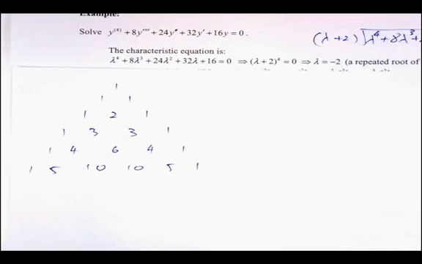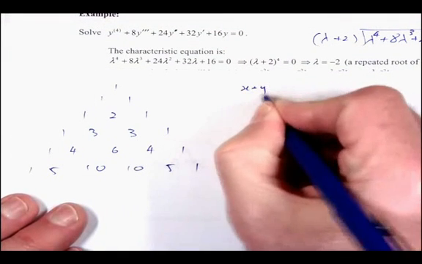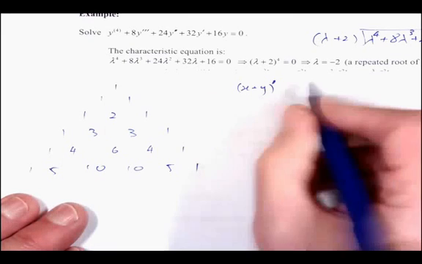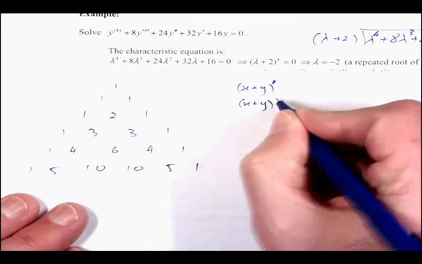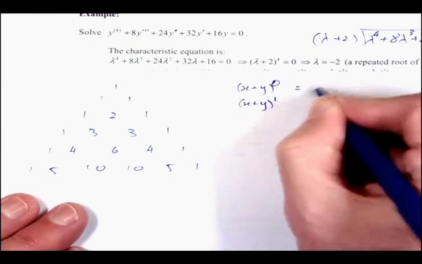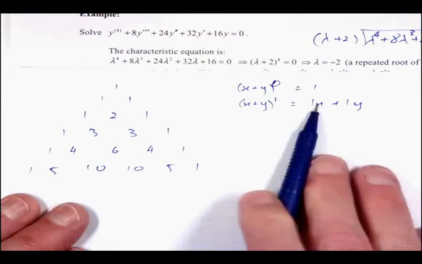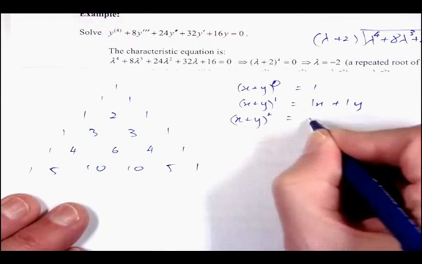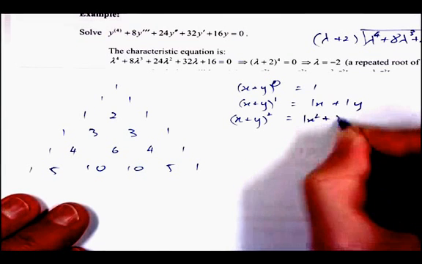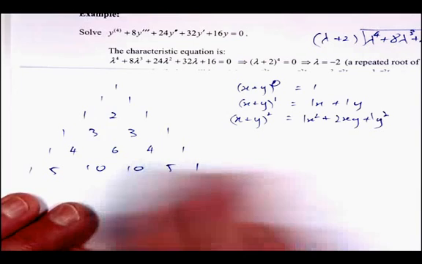then that triangle gives you the coefficients of things like x plus y to the 0, well that's obviously just a coefficient of 1, x plus y to the 1 is 1x plus 1y, and there's the 1 and the 1. x plus y squared is 1x squared plus 2xy plus 1y squared. So there's the 1, 2, 1 that you get from here.